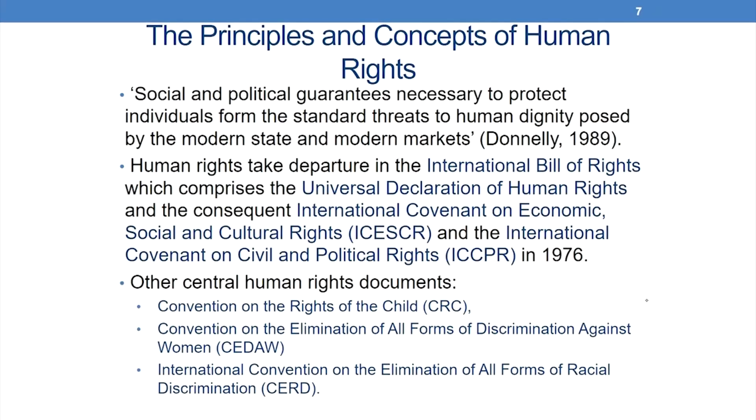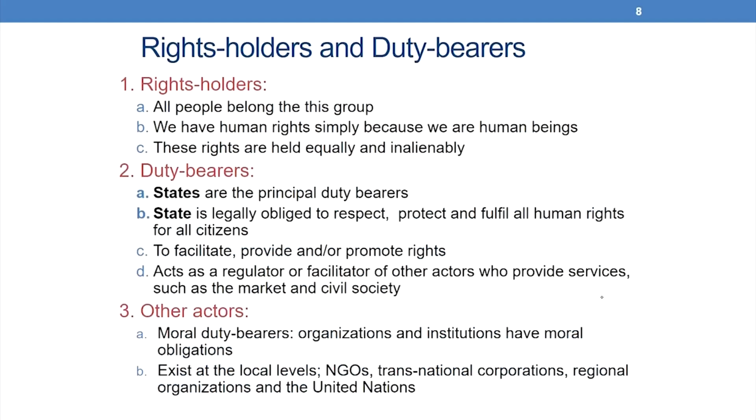Human rights also take departure in the International Bill of Rights, which comprises the Universal Declaration of Human Rights and the consequent International Covenant on Economic, Social and Cultural Rights, and the International Covenant on Civil and Political Rights, which came in 1976. Now, some of the other central human rights documents are the Convention on the Rights of the Child, the Convention on the Elimination of All Forms of Discrimination against Women, the International Convention on the Elimination of All Forms of Racial Discrimination, and so on. So, these are some of the important documents to have in mind when we are looking at mainstreaming human rights in development approaches or operationalizing human rights approach in development studies or development practice, whatever is the area of interest.